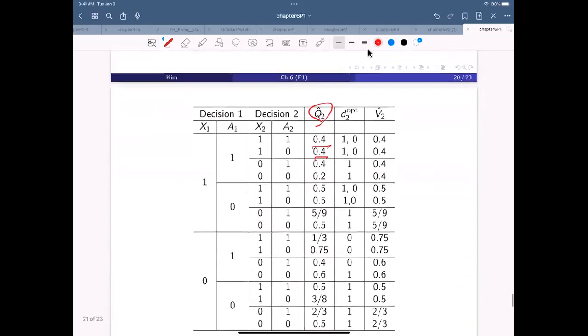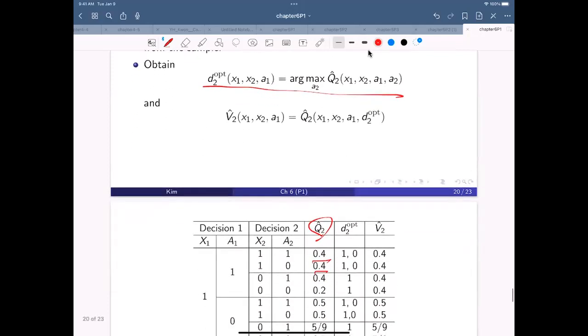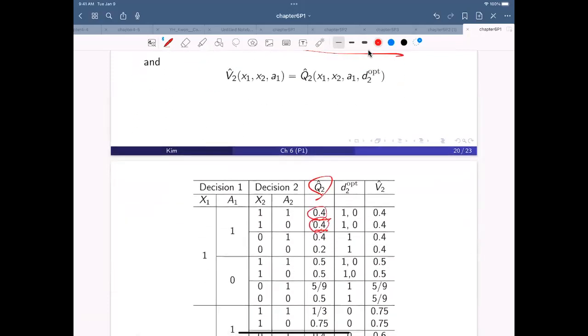And then my point is, what exactly does this mean? It means that, given X1, X2, A1, we just compare two functions for A2 equal to 1 and A2 equal to 0, and choose the one with the bigger Q hat. So in this case, they are equal, tied, so it doesn't really matter. But here we know this one is better, bigger. So our decision should be choosing this one. That is why we get 1, 1. Okay.